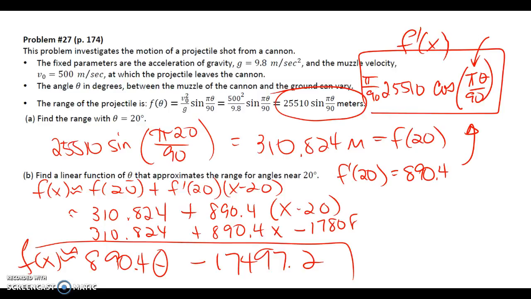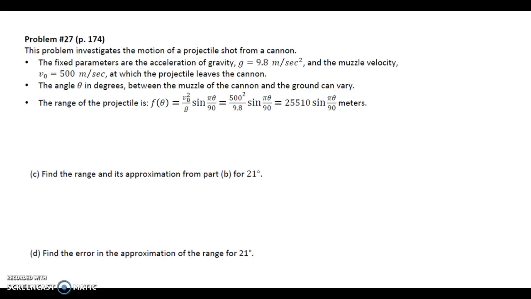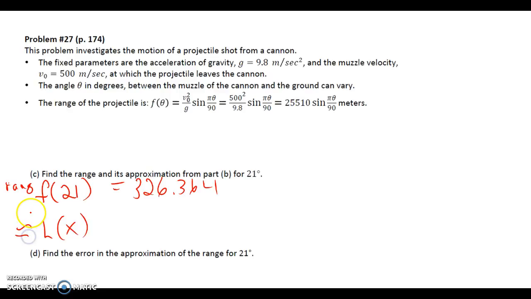Now, in the next question, I put this back up here, but it says find the range and its approximation. So let's go back to the original equation. If I find the original equation, you know, this is the range. I just plug it in there. I get 326.364. Now here's what was throwing me. I'm going to call this the approximation one. I plugged that in and I got this number, which seemed really high.